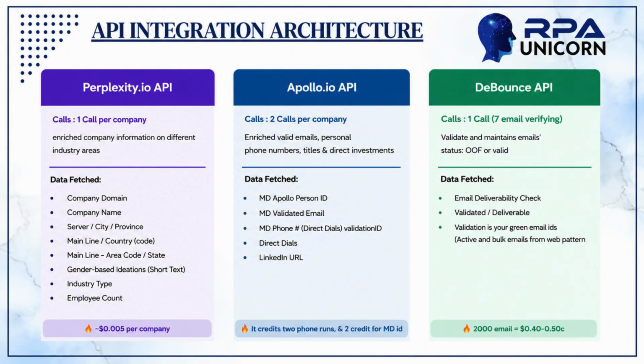Next, the Apollo.io API steps in with two targeted calls to securely retrieve key stakeholder information, including managing director IDs, verified emails, and LinkedIn URLs. Finally, to ensure high deliverability, the Dbounce API is triggered whenever an email is missing, running strict validation checks and applying fallback patterns to optimize our reach.